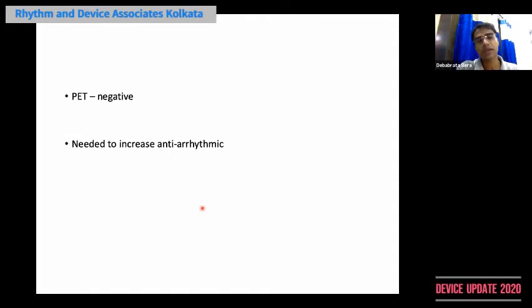If needed, we can give another antiarrhythmic drug like mexiletine or beta blockers. And if it fails, we can go for ablation if there is a VT storm. He was in VT storm. 5 shocks within 48 hours is almost a VT storm, but you can manage some of the VT storm with medications. All of them do not need ablation.